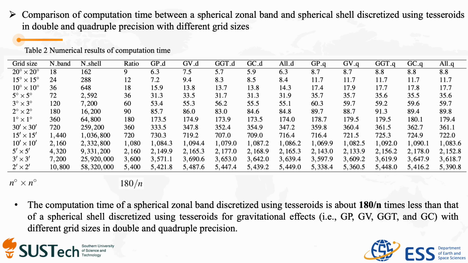It's interesting to find that the general ratio value in the first column is equal to 180 divided by n, while n is from the general grid size. Furthermore, the computation time of a spherical random ball discretized using tesseroids is about 180 divided by n times less than that of a spherical shell discretized using tesseroids for gravitational effect with different grid size in double and quadruple planes.